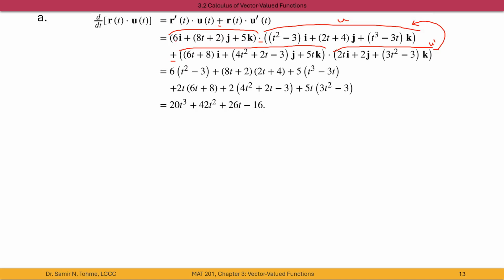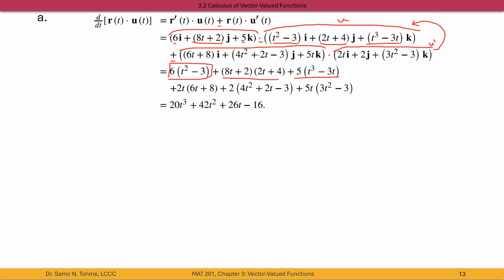Let's start with the first dot product. x component will be multiplied by the x component of this vector, which means 6 times t squared minus 3. So this is the first one. This is the first x component multiplied by x component of the second vector. Now the y component of the first vector multiplied by the y component of the second vector. So this is it. And again 5 times t cubed minus 3t, this is 1.